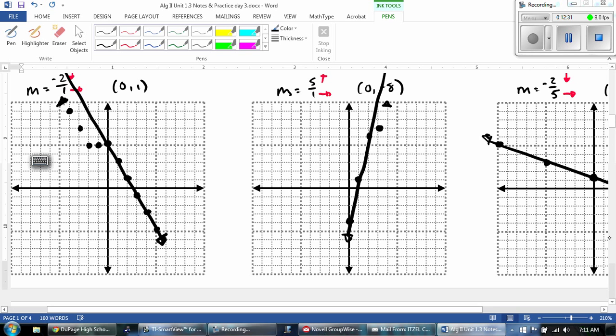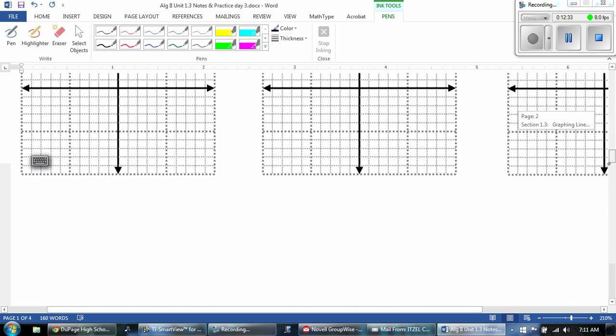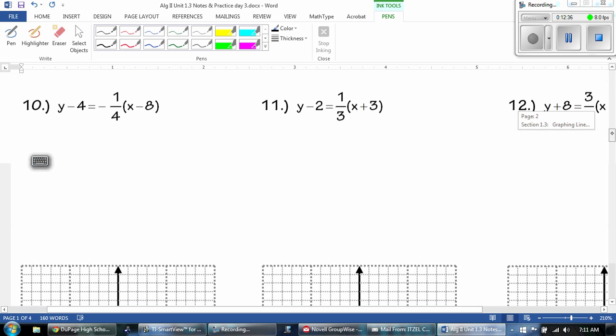Okay, let's go ahead and flip it over. Yep, we only got 3 problems back here.